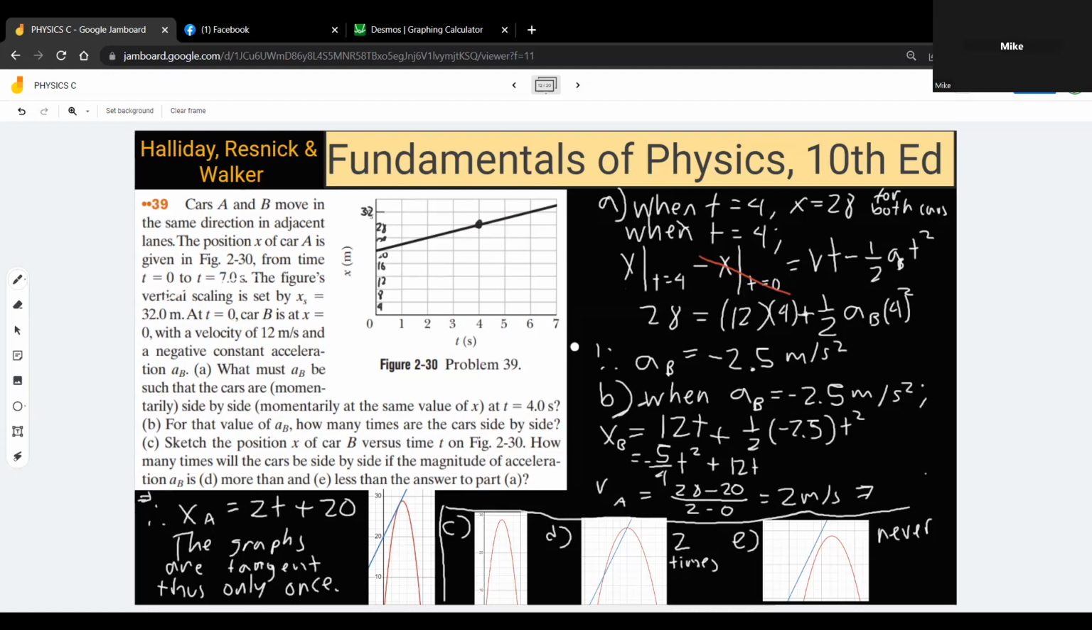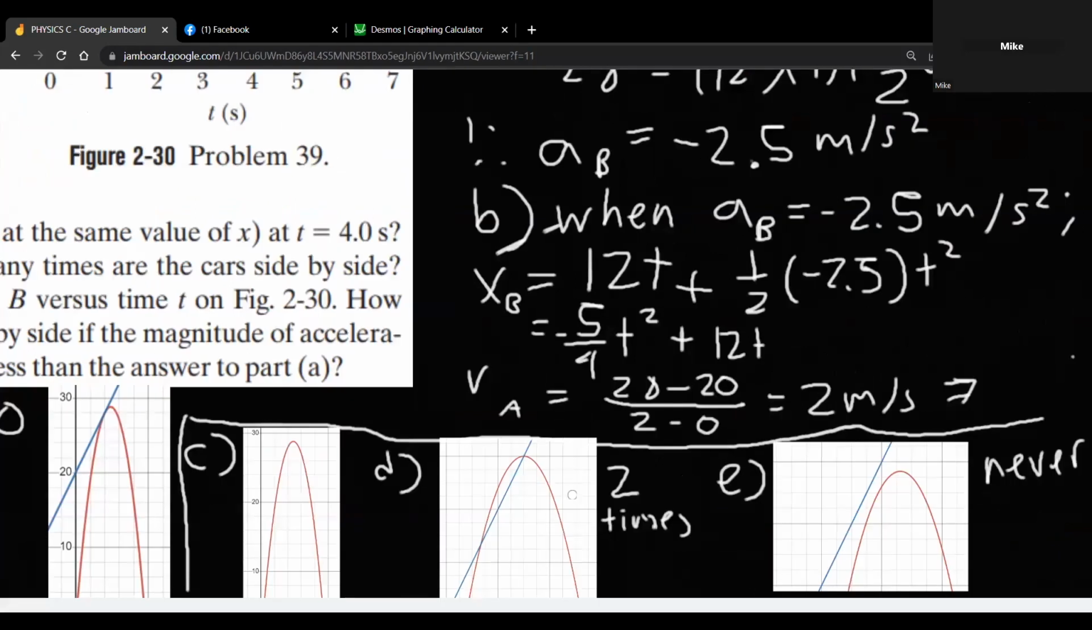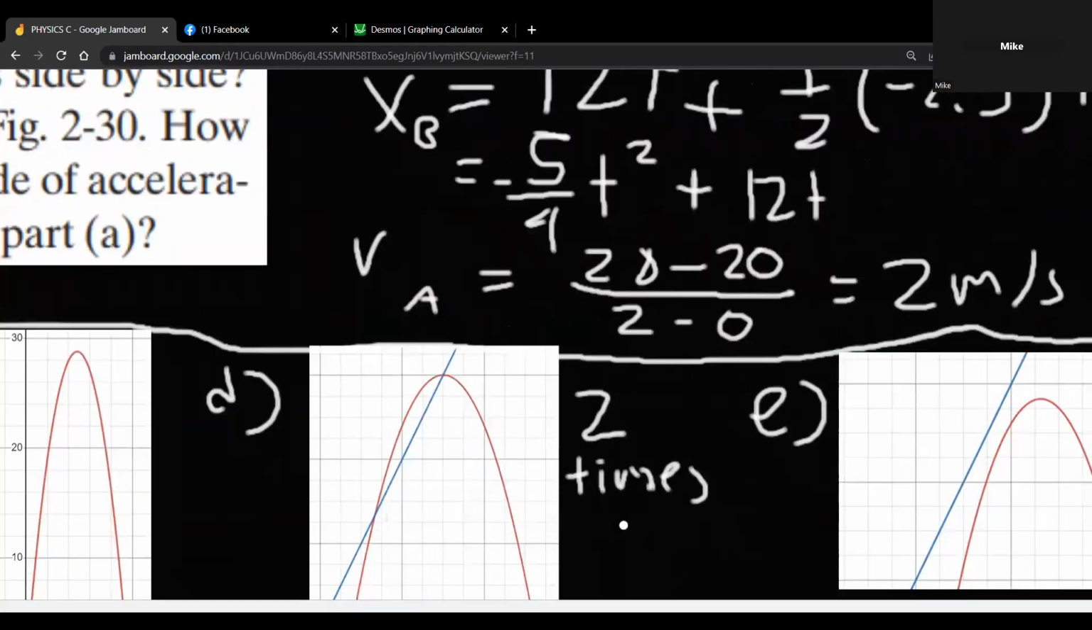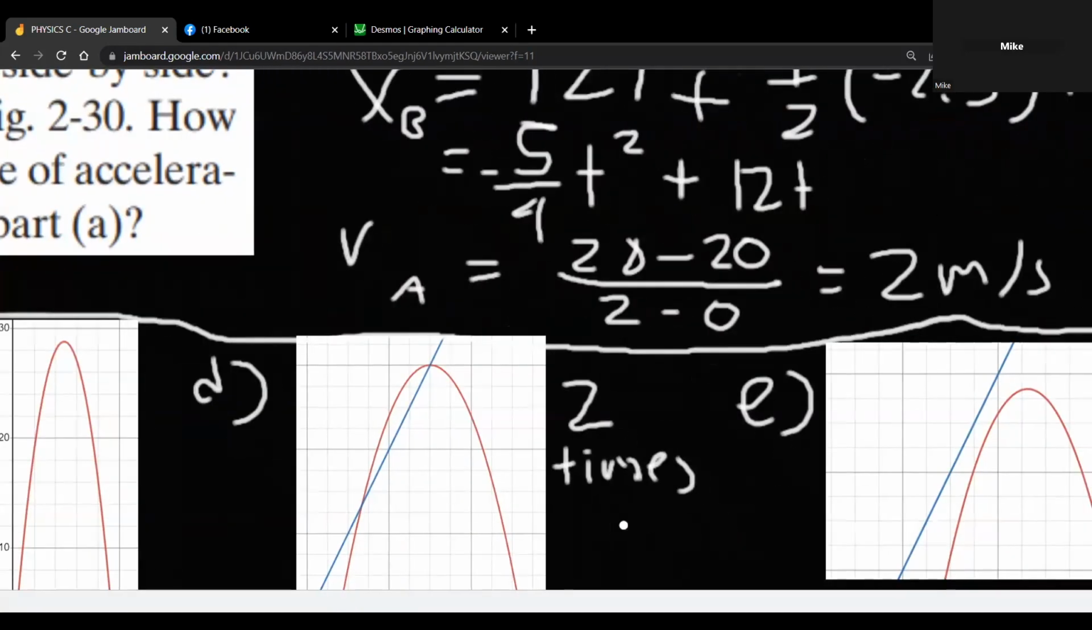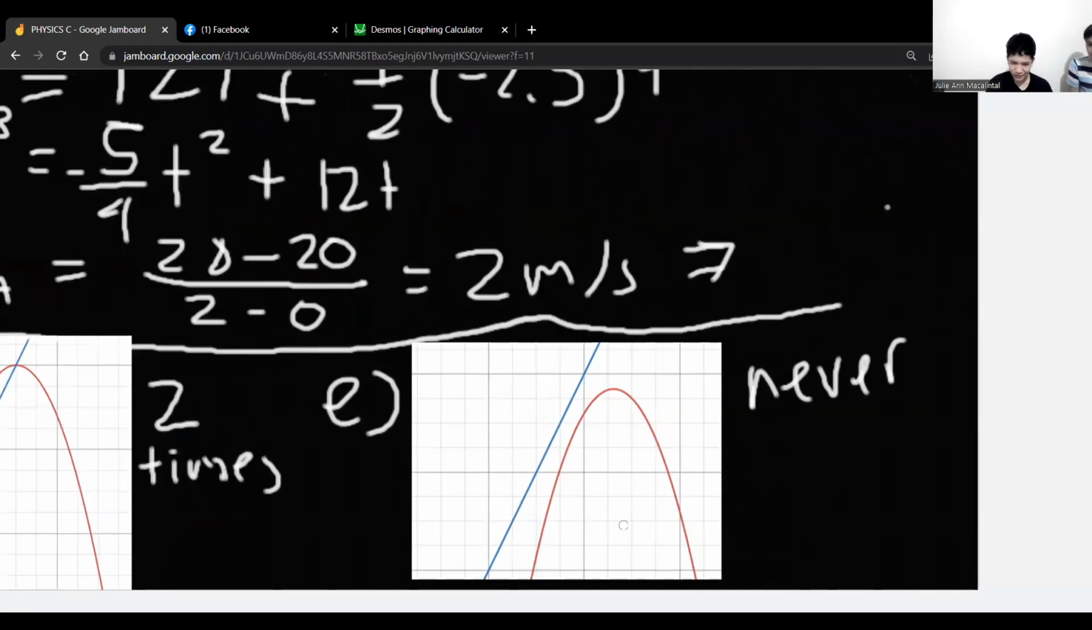Okay, so how many times will the cars be side by side if the magnitude of the acceleration is more than that? So when it's more than, how many times do they intersect? 2 times. Okay, and when it's less than? Never. Never. Okay, so okay na ako dyan.